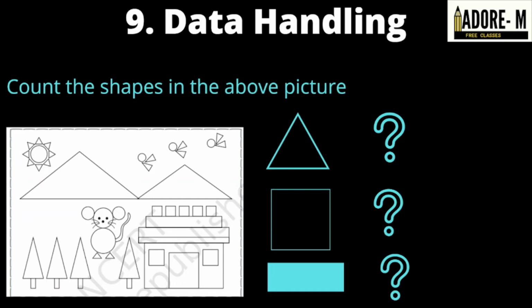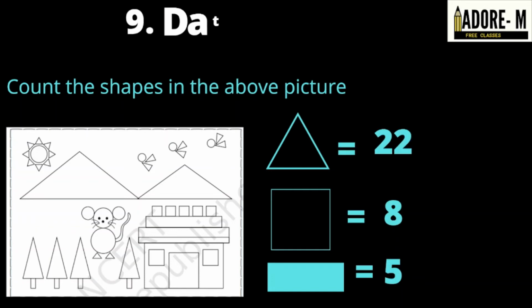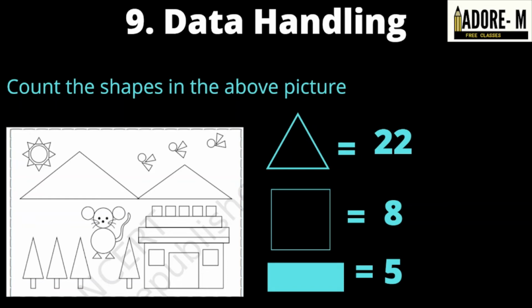So you see in these chapters how we observe something when we see something. When you see your cartoons like Mickey Mouse, what do you see in this? So in this chapter we are going to solve this type of problem. So in this image there are 22 triangles and 8 squares and 5 right triangles.